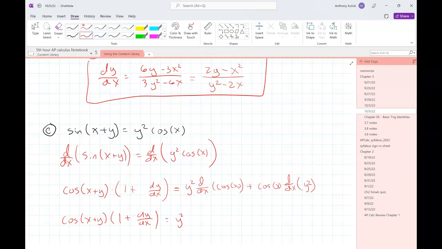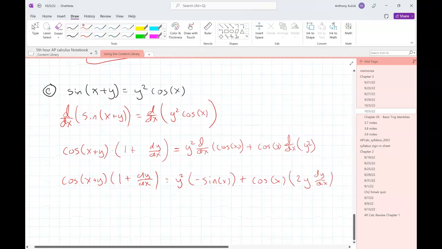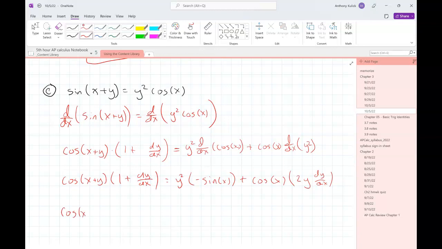Okay. The derivative with respect to x of cosine x is negative sine x. I should be specific here since we have more than one variable in the problem. And the derivative of y squared is 2y dy dx. Exactly. All right, I guess we have to distribute through that cosine of x plus y, excuse me.